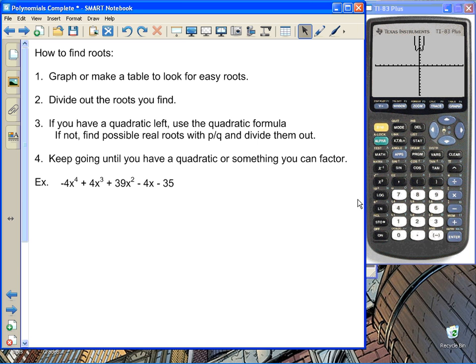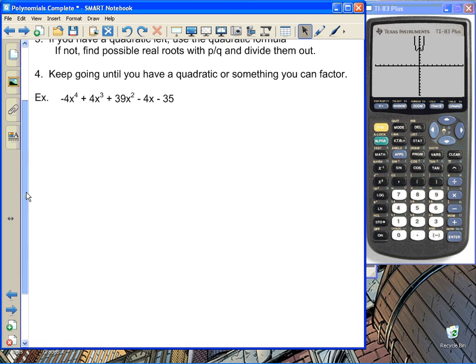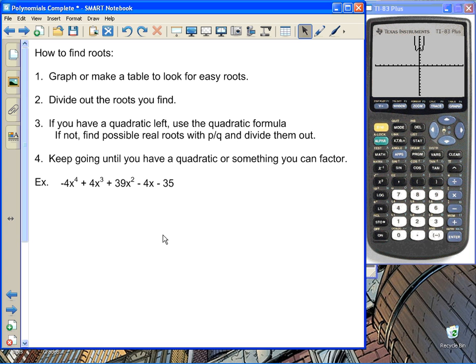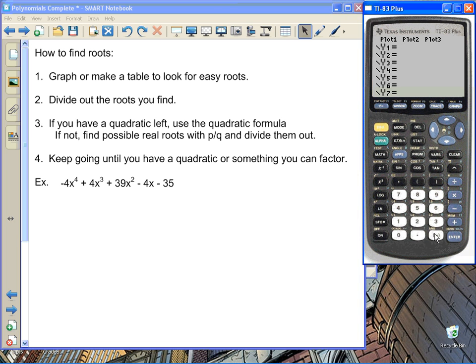So let's do this first example here. I'm going to do it a couple different ways. I'll go through the whole problem, and then I'll come back and do it a different way that helps you find roots a little bit easier. So the very first thing I'm going to do is plug this into my graph. Okay, so there we go. Let's zoom fit to start. Okay, and then I want to see what's going on around my y-axis.